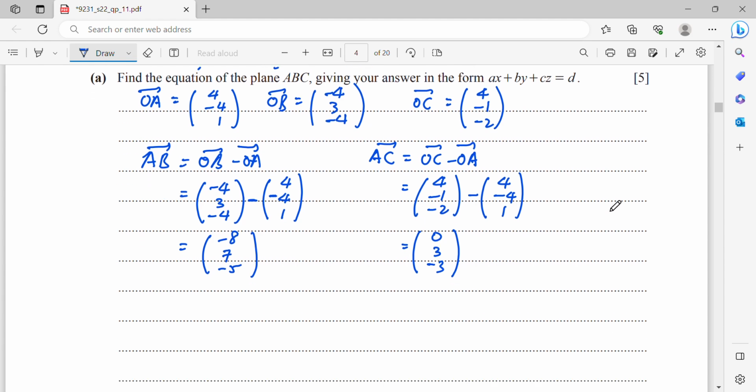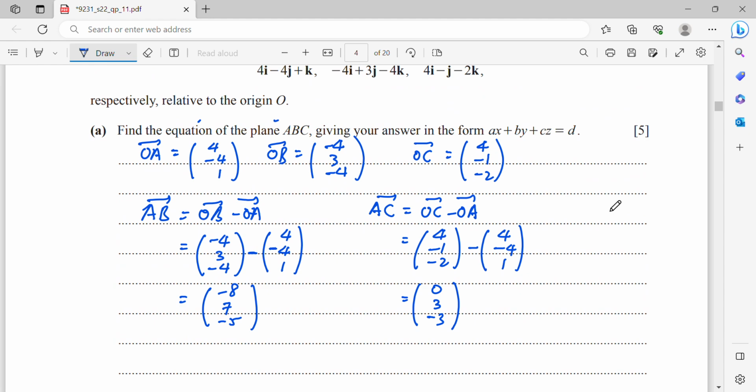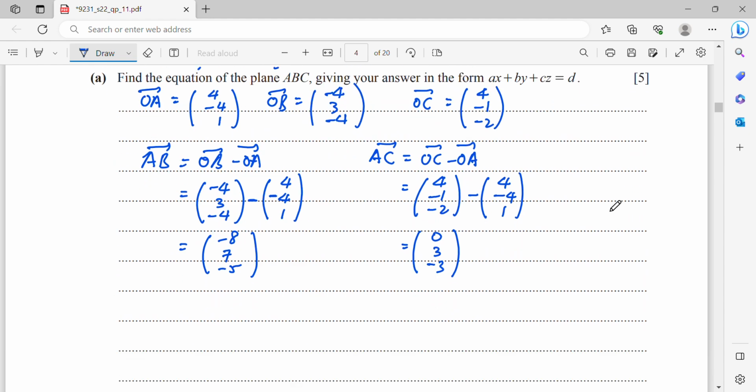Okay, so now we need to get the vector n, alright? So the n is parallel to AB cross AC, so I need to compute AB cross AC right now. So AB cross AC is basically the determinant, or you can just cross multiply both vectors. Alright, we have two methods to solve it.